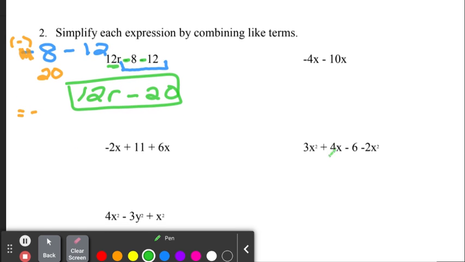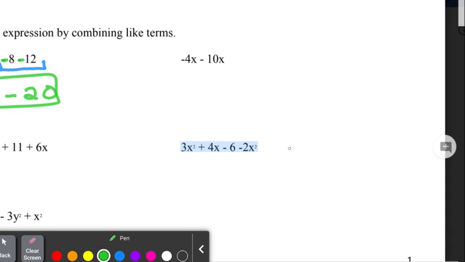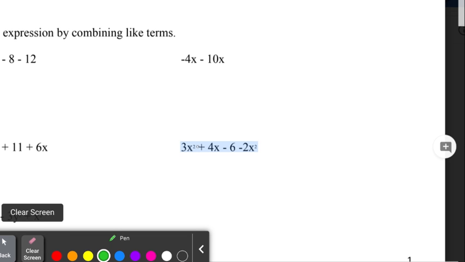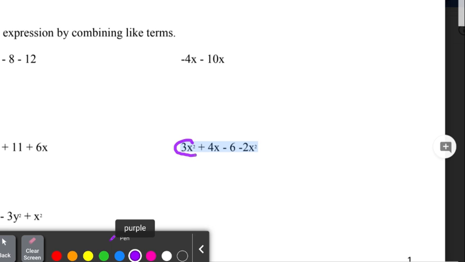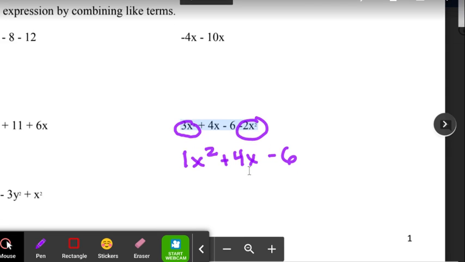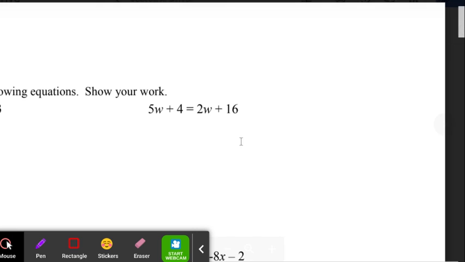I want to do this one with you guys. Okay, I guess it skipped right to it. That's an x squared. So we have 3x squared plus 4x minus 6 minus 2x squared. So I have a 3x squared and a minus 2x squared. 3 minus 2 is 1x squared plus 4x minus 6. So you are going to finish this page on your own. Let's move to page 2.